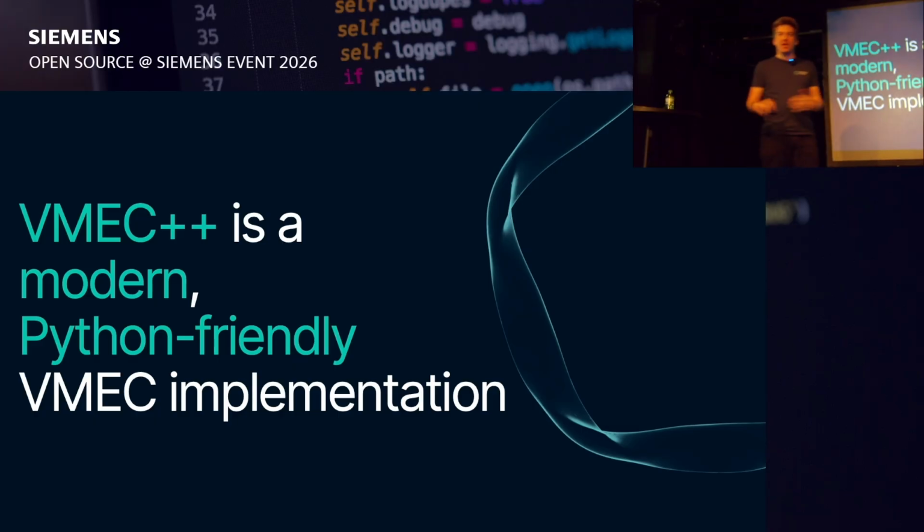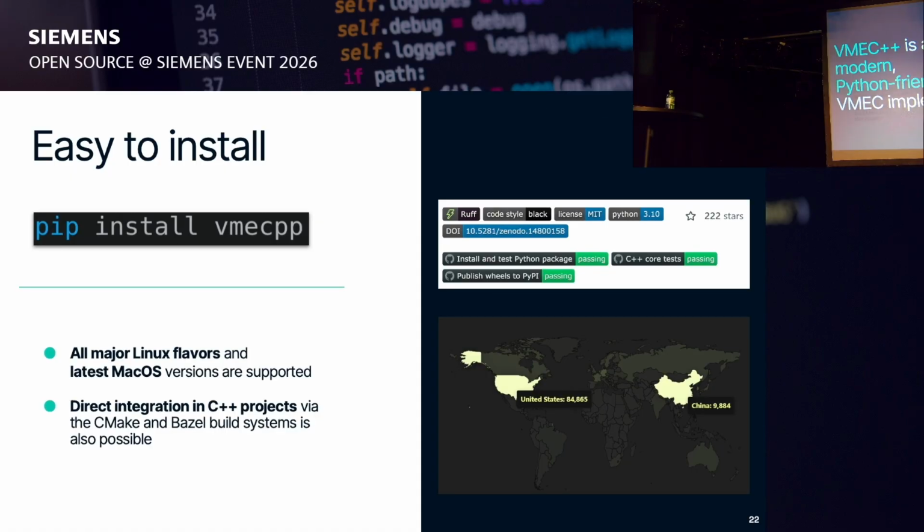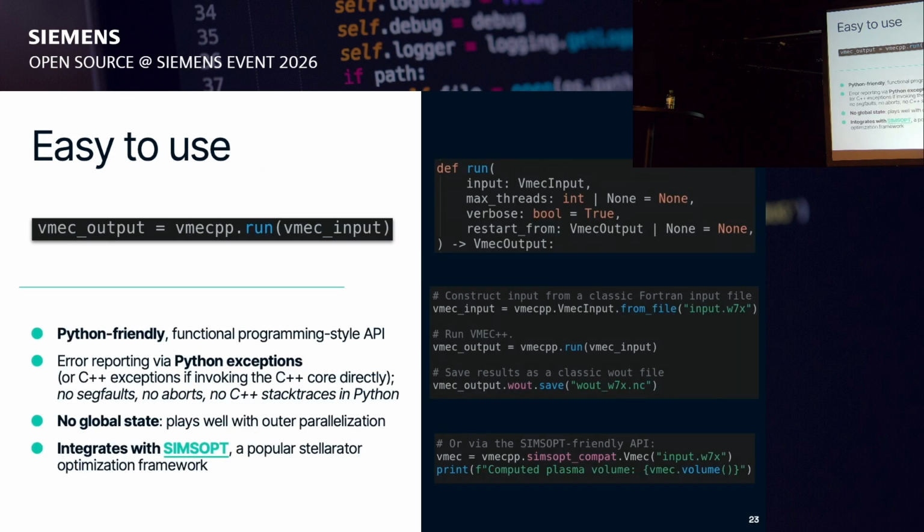VMEC++ is a modern, Python-friendly VMEC implementation. We do a lot of our analysis and modeling in Python. It's easy to install: pip install vmecpp. It's supported mostly on Linux and macOS. It has some direct integration in C++ via Bazel and CMake. It's downloaded mostly in the United States, second most in China, and it's MIT license, so you can do whatever you like with it. The API is a single static function call. And here's a couple of examples.